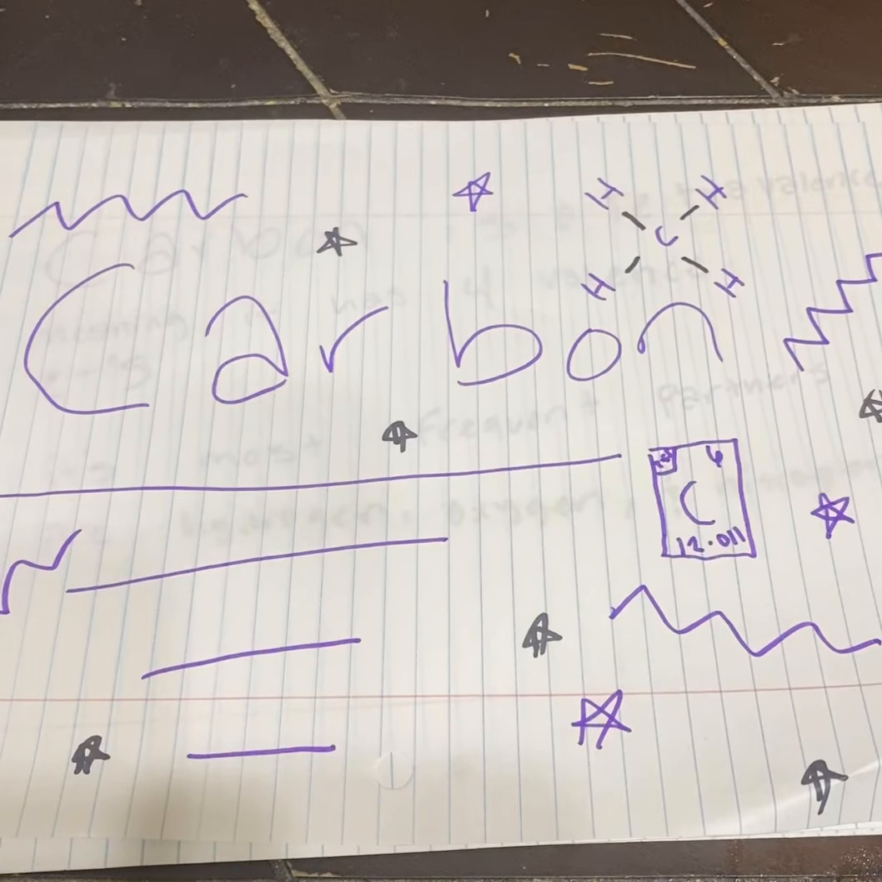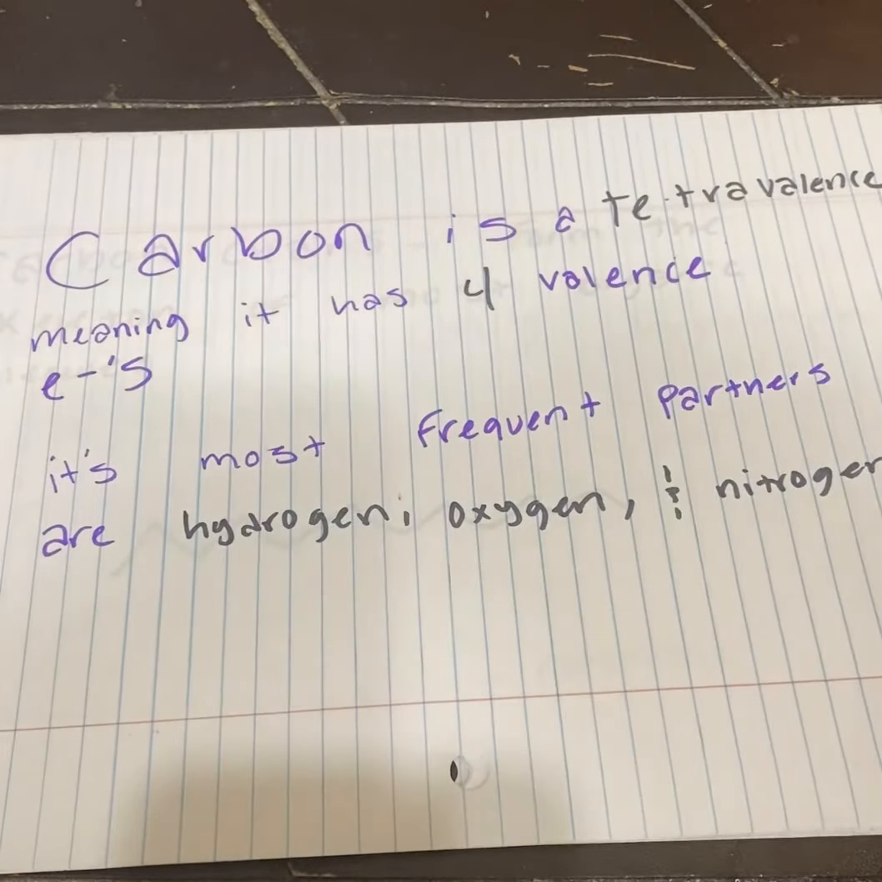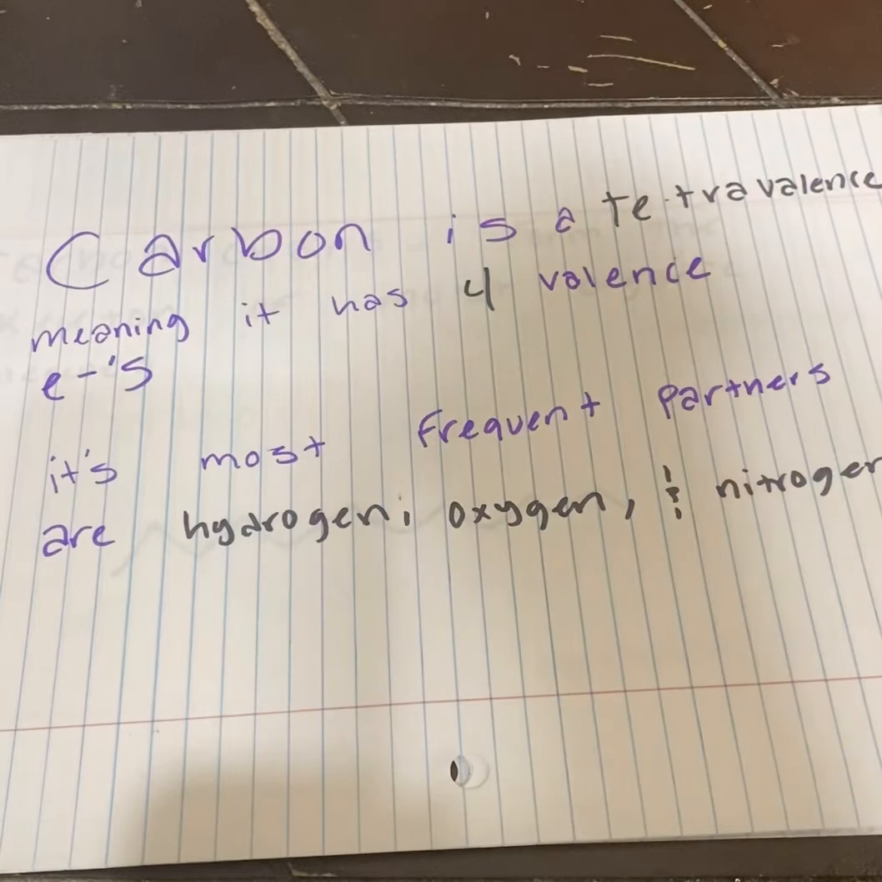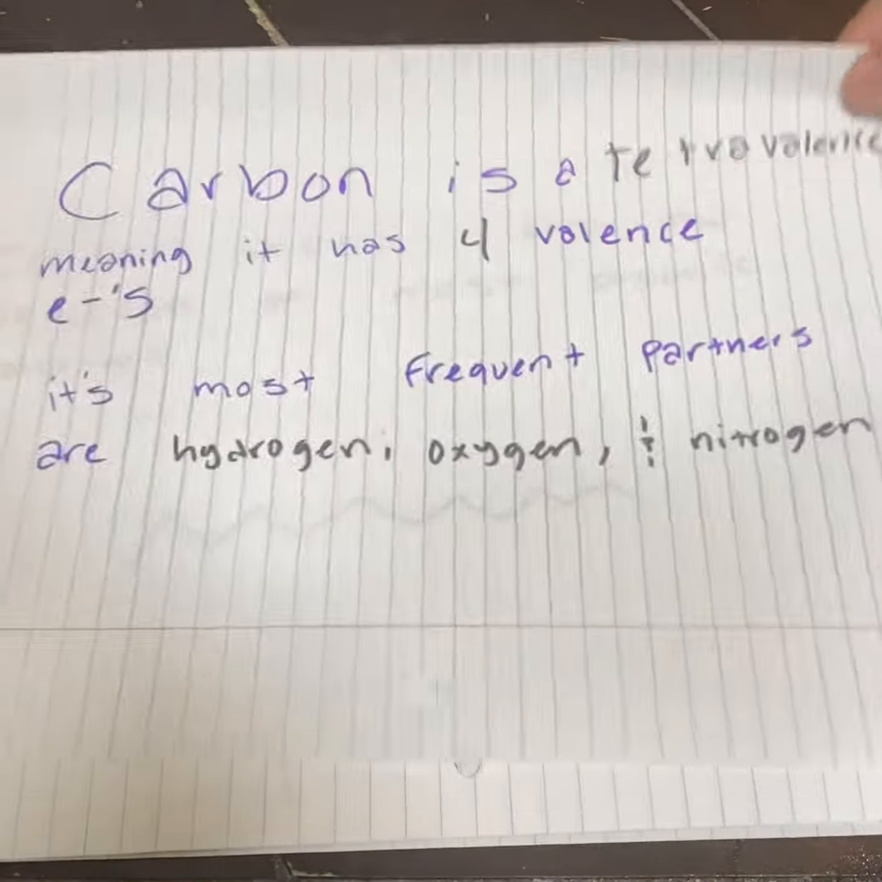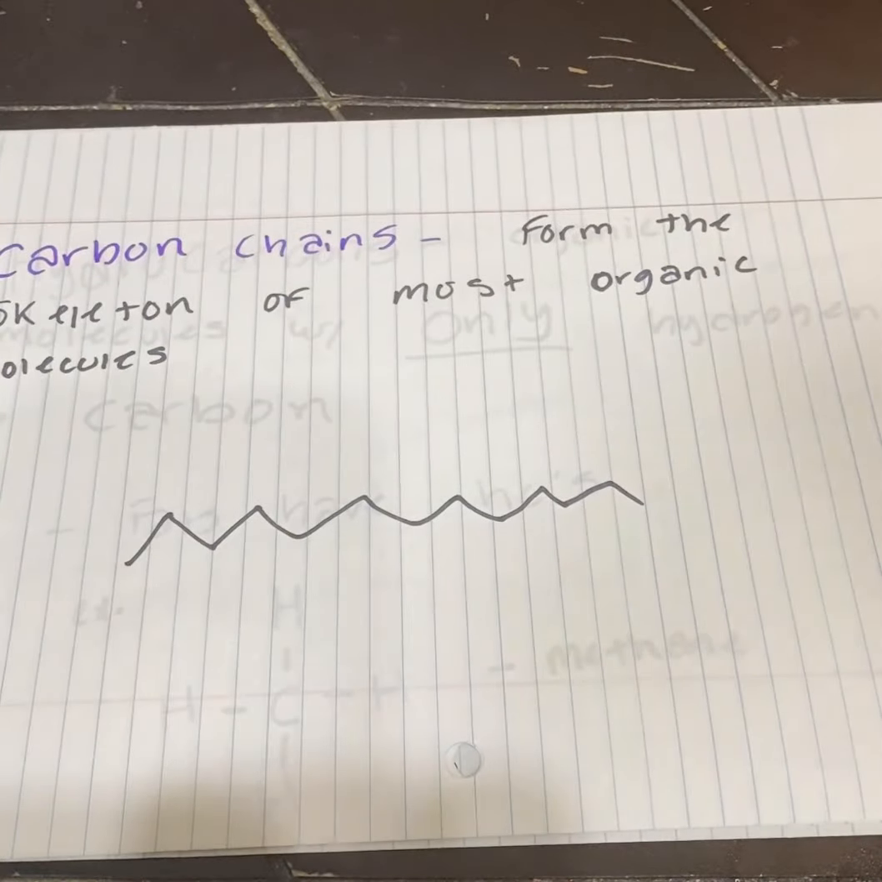Okay, so today we're going to talk about carbon. Carbon is tetravalent, meaning it has 4 valence electrons. And remember, valence electrons are the electrons on the outermost shell. They are the electrons that interact with other valence electrons. Its most frequent partners are hydrogen, oxygen, and nitrogen. So, carbon chains form the skeleton of most organic molecules.